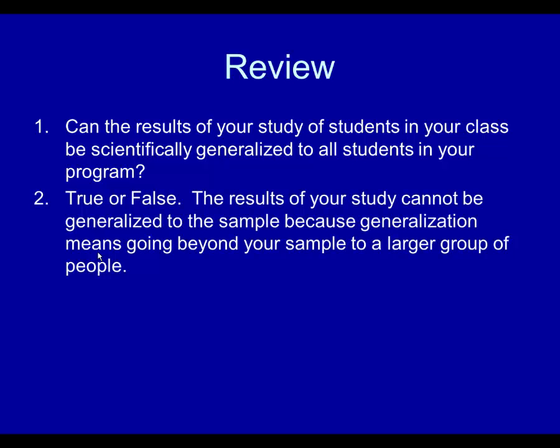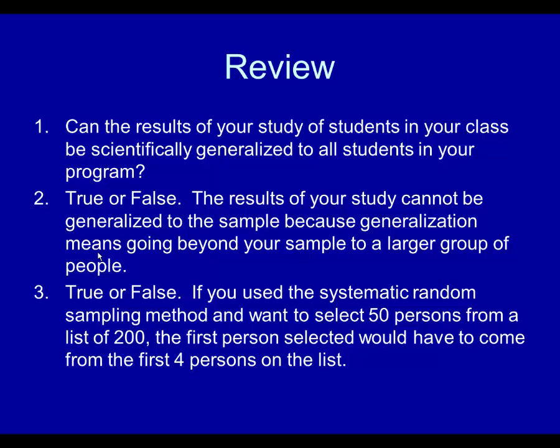True or false? The results of your study cannot be generalized to a sample because generalization means going beyond your sample to a larger group of people. So you would not say, I'm generalizing only to the sample, because technically you're not generalizing until you're going beyond your sample. True or false? If you use a systematic random sampling method and wanted to select 50 persons from a list of 200, the first person selected would have to come from the first 4 persons on the list. That's correct, because you're picking 50 out of 200, which is 1/4, basically.